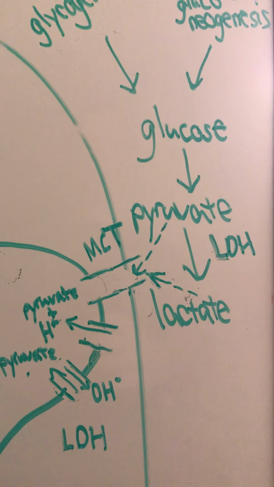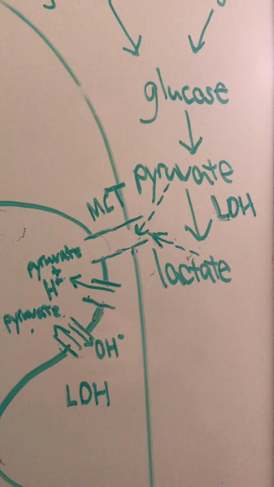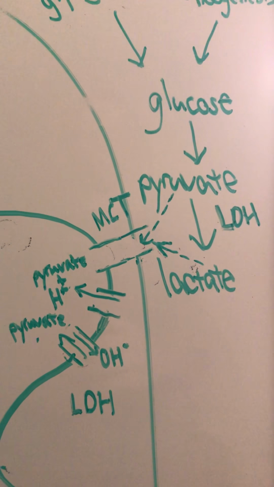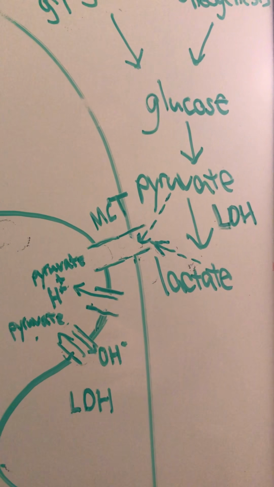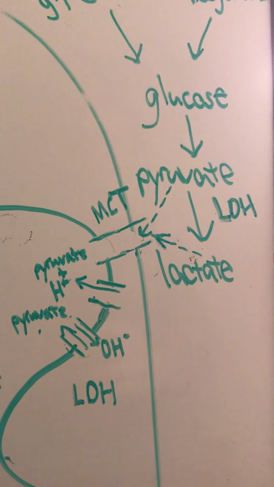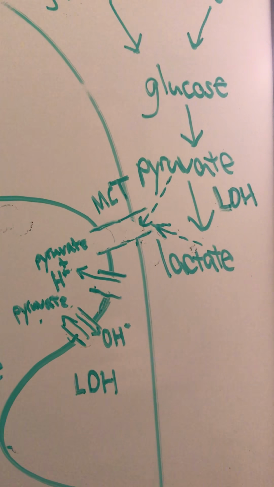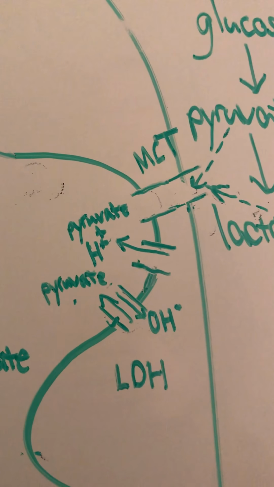And here's where it gets a little more complicated. Pyruvate has many fates. Pyruvate can become lactate via lactate dehydrogenase in the cytosol. And both pyruvate and lactate can enter the mitochondrion via MCTs.